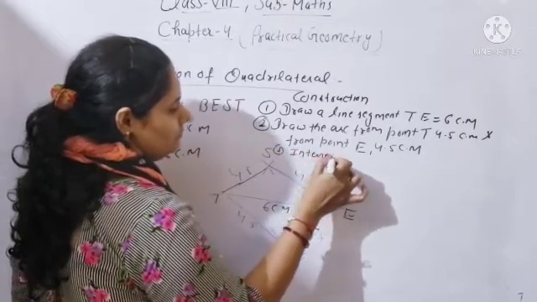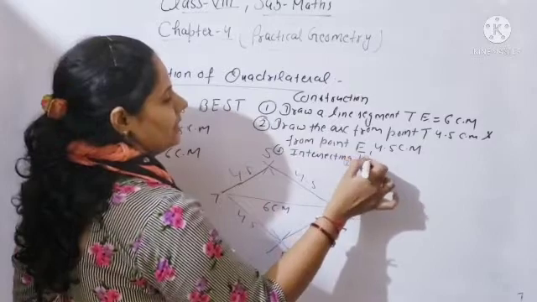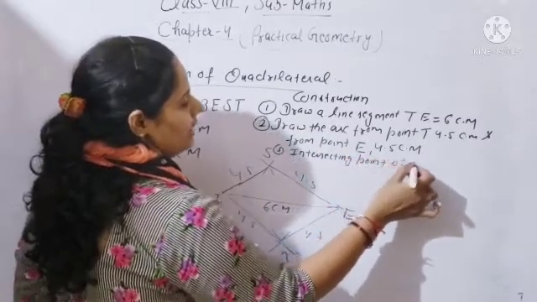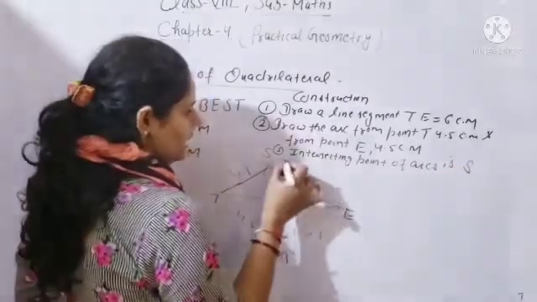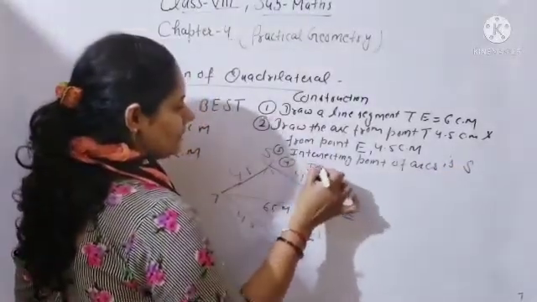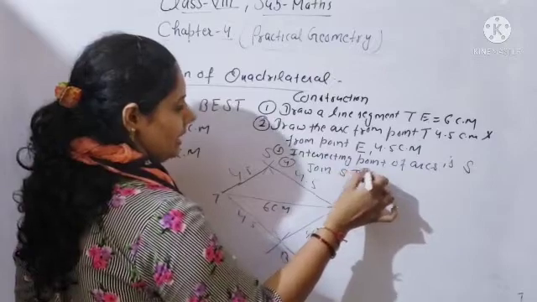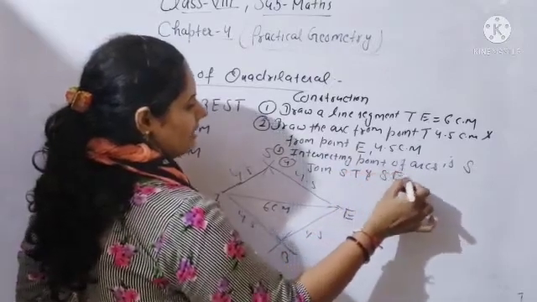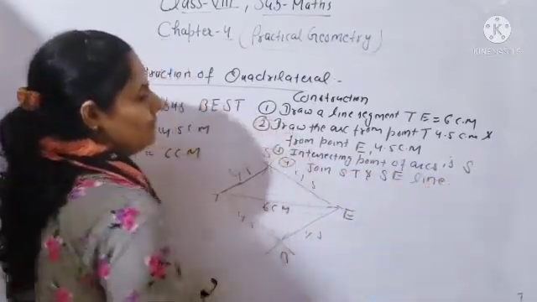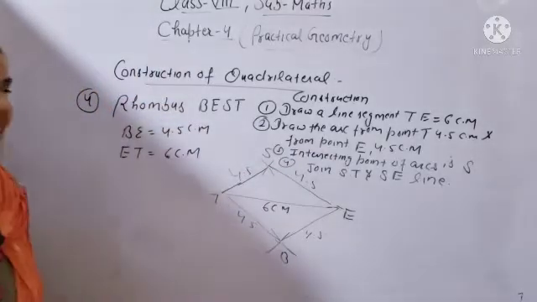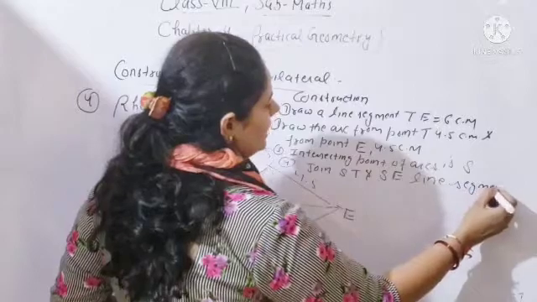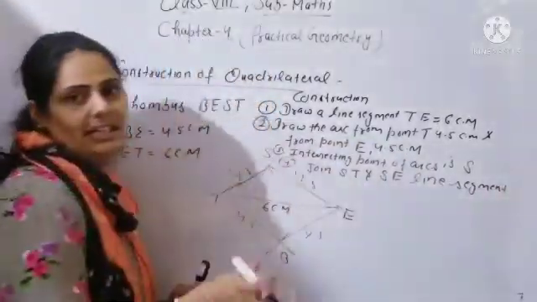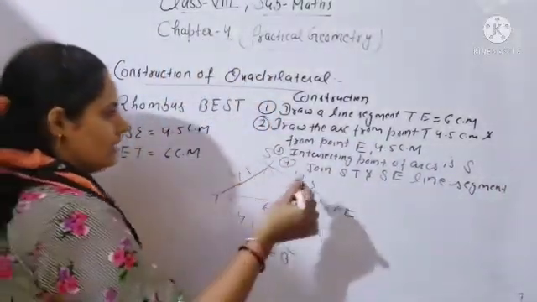Okay, draw the arc from point T 4.5 centimeter, from point E 4.5 centimeter, and third, the intersecting point of arcs is S. Okay, now fourth step, join the line segment ST and SE. Okay, join the line segment ST and SE. Upper parts clear? Okay, now downwards also same like that.